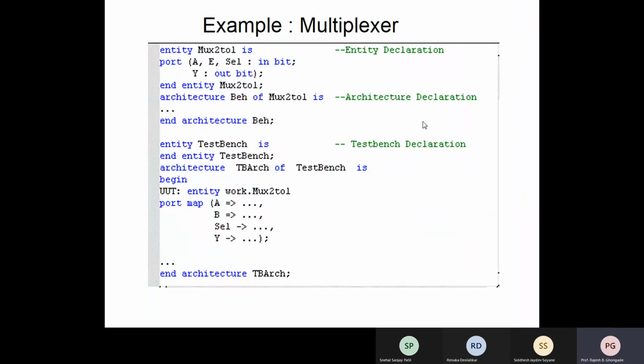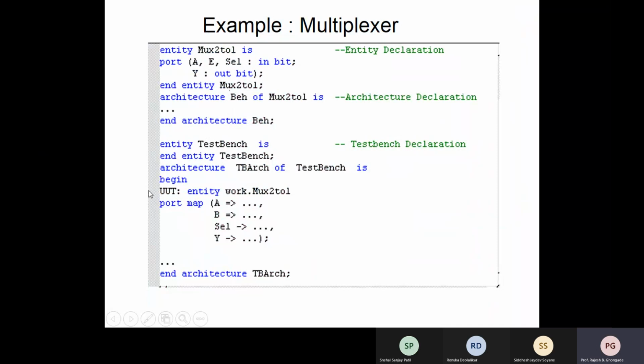You see, I'm declaring a multiplexer here, mux 2 to 1. Port declaration, all of you know about this now. And then the architecture follows. So this is how this particular multiplexer, which is the unit under test, is declared, as far as entity and architecture are concerned.